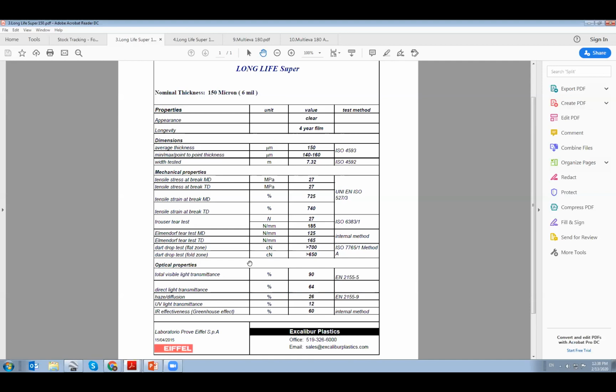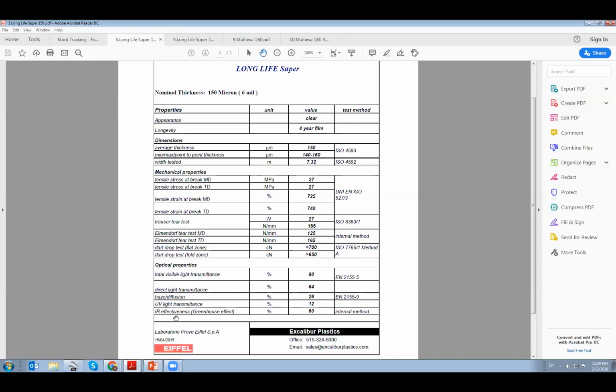formulas. But what we will say is that this long life poly is a 5-layer film, and the tensile strength is very strong. Like I said, a lot of people that have ordered through Steve have ordered 6 mil. You can see here the UV light transmittance is 12%. The IR effectiveness is 60.